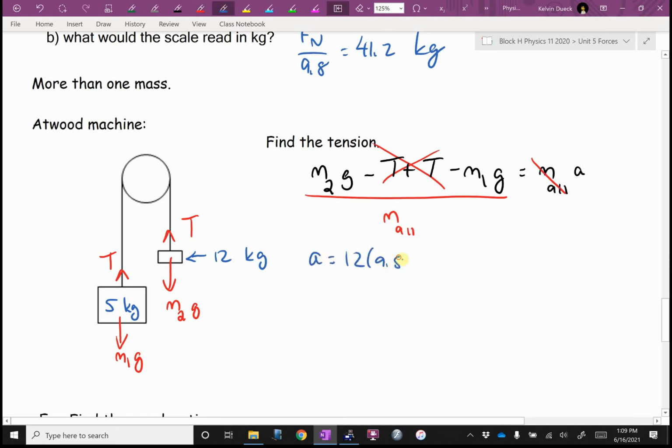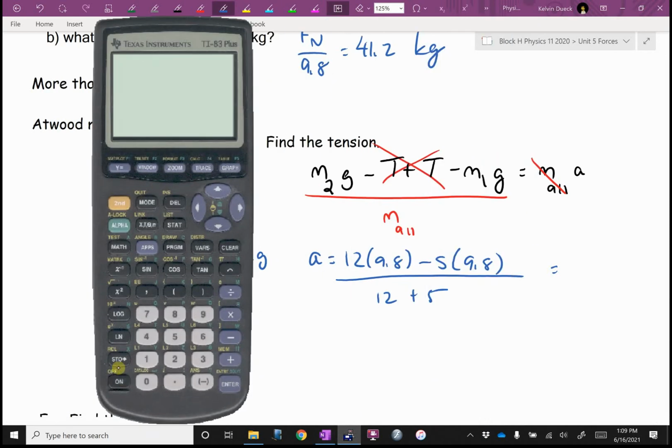12 times 9.8 minus 5 times 9.8, all over 12 plus 5. Silly mistakes people make: they do this for the denominator. And I don't know why, because if you have $5 and you have $10, what's all your money? I don't think you have 50. I think you have 15. So don't do that. Dividing by 17, I can't do that in my head. No trick for that. Well, there is, but it's yucky.